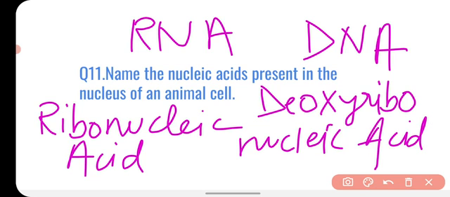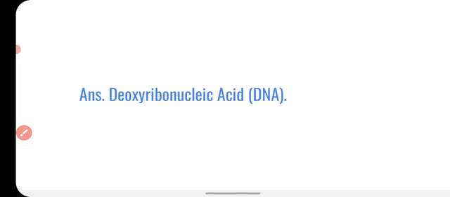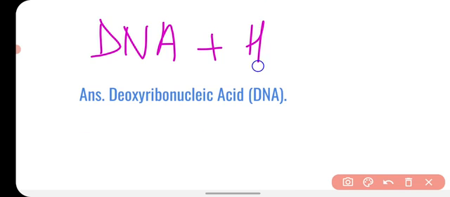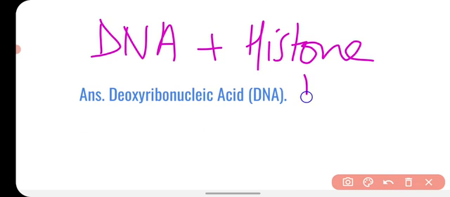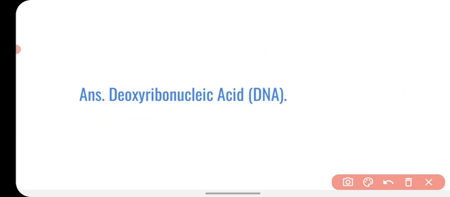Okay, so out of these two nucleic acids, which nucleic acid is present in the animal cell, you have to write. Just recall the nucleus of the animal cell. You know that in the nucleus the genetic material, which is known as chromatin thread, is made up of DNA and histone protein. So the nucleic acid which is present in the animal cell is deoxyribonucleic acid, DNA.